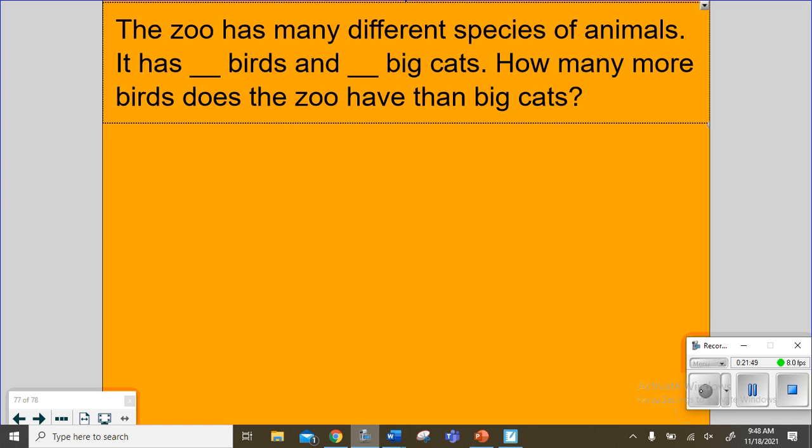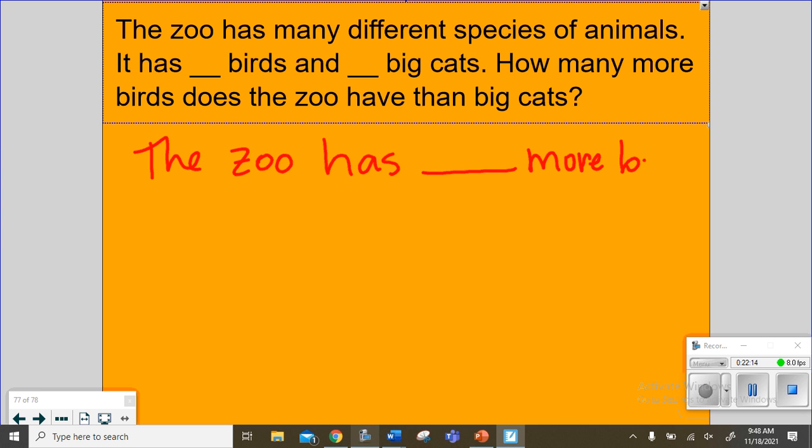There we go. Yes. That was really tricky. Way to stick with that one, Harper. I am going to count both birds and big cats because I need to know which one has more and how many more. Let's go ahead and write an answer sentence. How many more birds does the zoo have than big cats? The zoo has blank more birds than big cats.